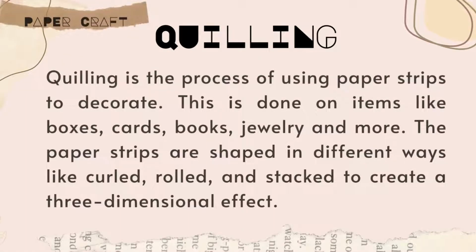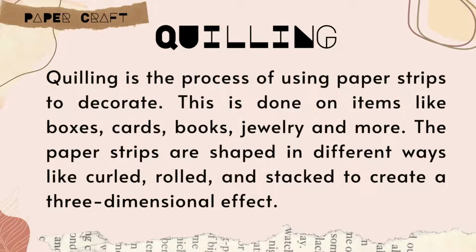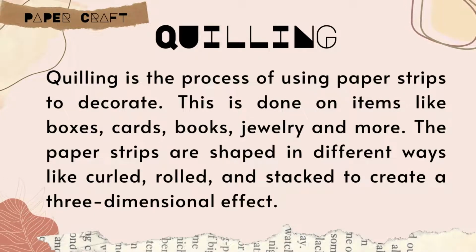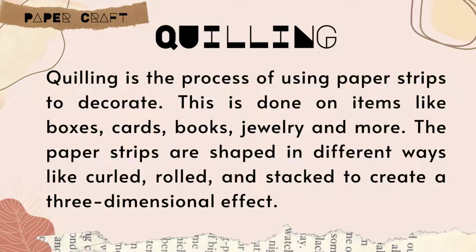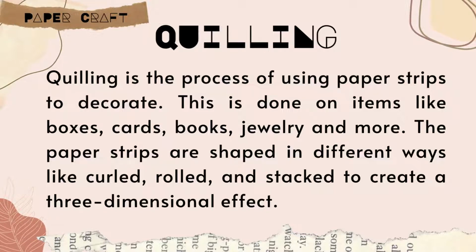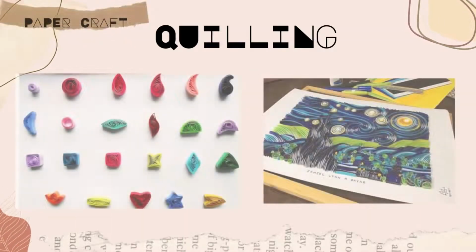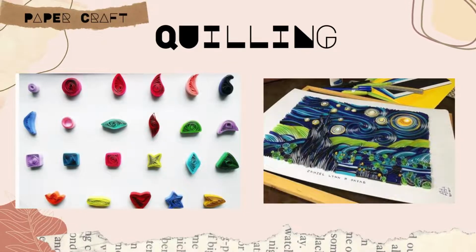Next is the quilling. It is the process of using paper strips to decorate. This is done on items like boxes, cards, books, jewelry, and more. The paper strips are shaped in different ways like curled, rolled, and stacked to create a three-dimensional effect. Here are the photos and samples of quilling.